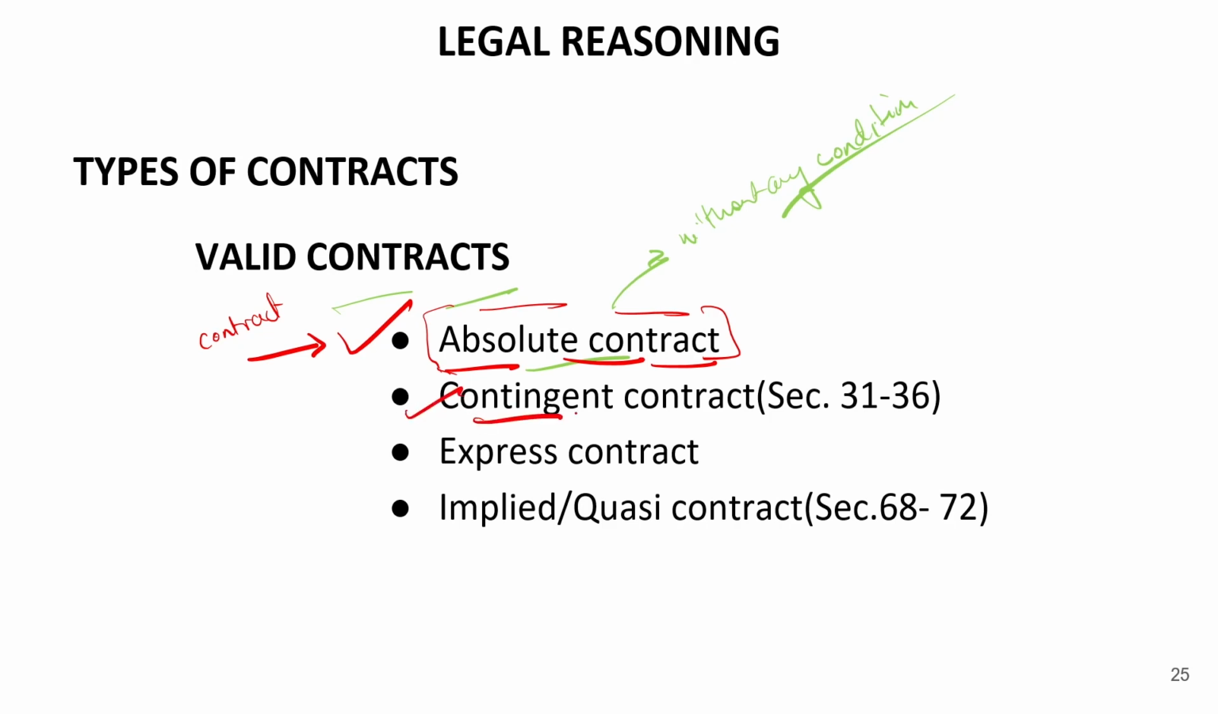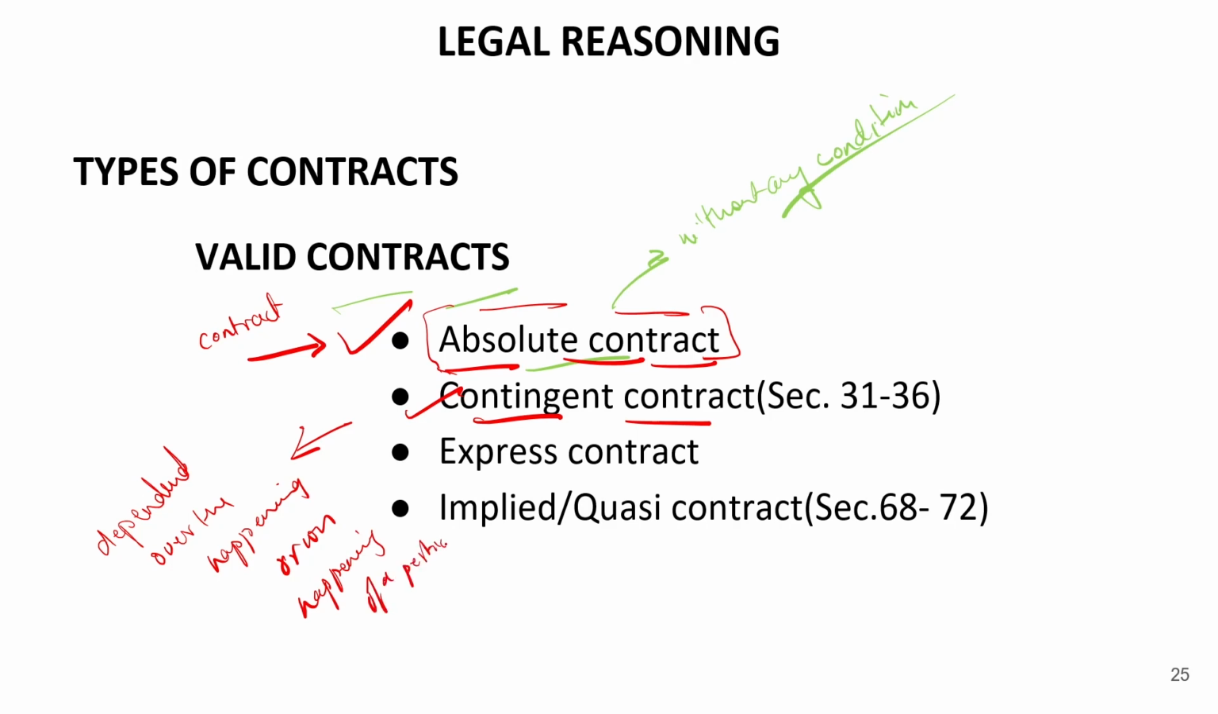Then you talk about contingent contracts. Contingent contracts are those contracts which are dependent on the happening or non-happening of a particular event, and that starts with section 31 and goes to section 36 of your Indian Contract Act, 1872.